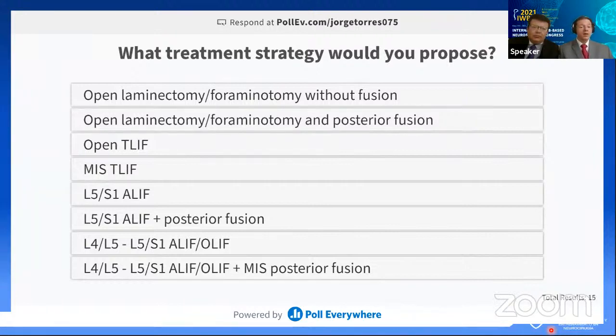or this L5-S1 ALIF standalone, or maybe let's do the same, but combine it with an open or MIS posterior procedure, or maybe let's go with the flow and go with a newer procedure, an L5-S1 anterior, OLIF or ALIF plus MIS pedicle screws. These are some of the options. Probably there are many more. But what would you consider?